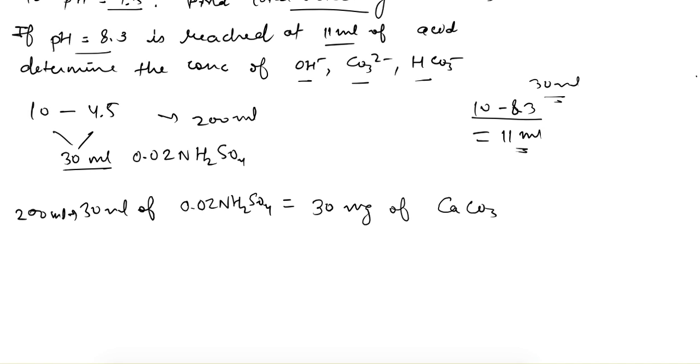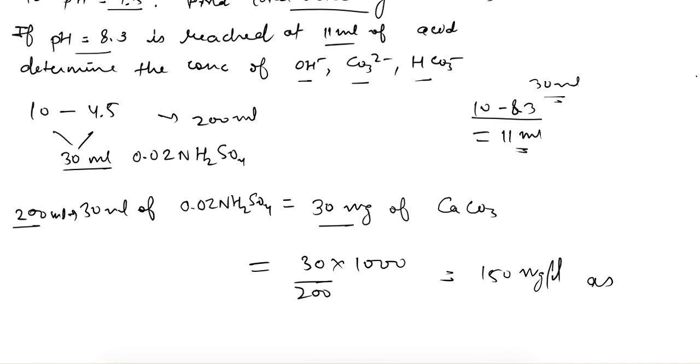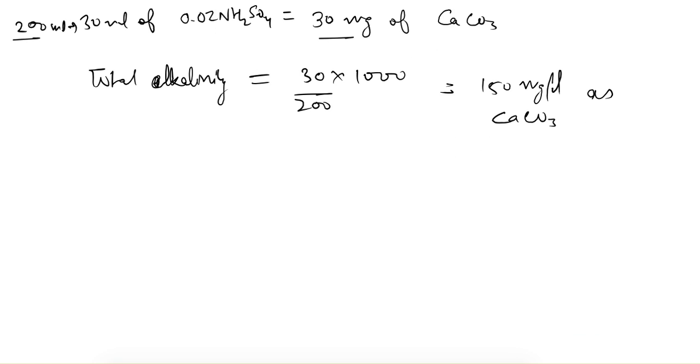If you want to write it per liter, the concentration would be: in 200 ml we have 30 milligram of CaCO3. So for per liter we'll have 30 into 1000 divided by 200, that is 30 by 200 into 1000, which is 150 milligram per liter as CaCO3. That is your total alkalinity given per liter as CaCO3.